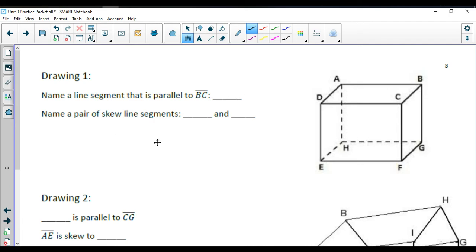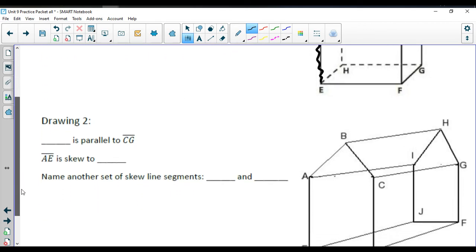So in drawing number 1, it says a line segment that's parallel to BC. So BC would be right up front here. For this answer, you could either put AD, you could put HE, or you could put GF. Those would all be parallel to BC. A pair of skew line segments would be something like if you started with BC and then you went over here to DE. So DE is going up and down while BC is coming out towards the front. It's obviously not your only skew line segment, but that's an example of one that would work.